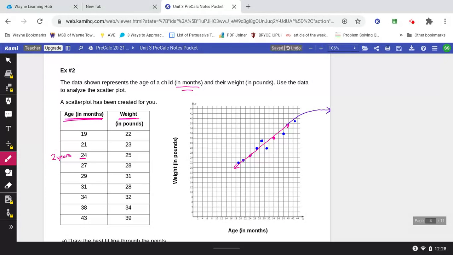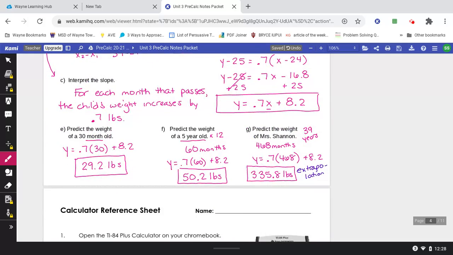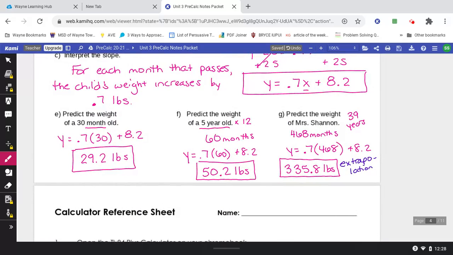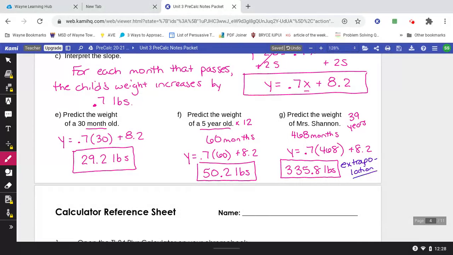So with data, you have to be careful because it only works for the certain thing that you're talking about. Here, we're only talking about children and their weight. So if we try to extrapolate that to adults, the answer is going to be off. Okay? It's not that we did any math wrong. The math is correct. But sometimes with extrapolation, you get some weird numbers that really don't work out.